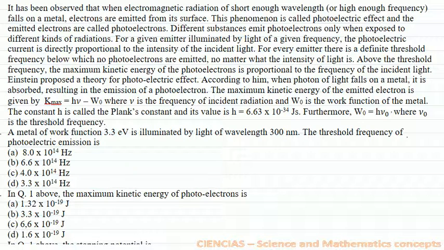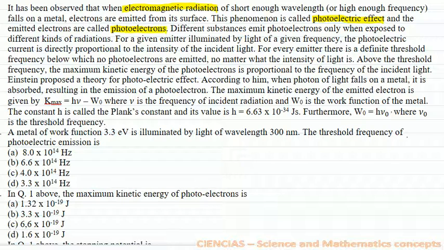Hello students, once again we are here to solve a question which is based on a case study. The question paragraph is: it has been observed that when electromagnetic radiation of short enough wavelength or high enough frequency falls on a metal, electrons are emitted from its surface. This phenomenon is called the photoelectric effect and the electrons emitted are called photoelectrons.